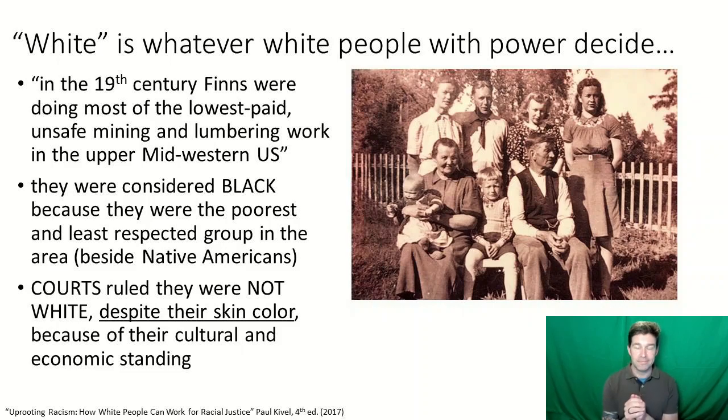Legally, they were black. Now we're going to learn as we talk about heritage more, I'm Finnish, right? And so my mom actually was born in Finland, so I'm technically first generation, because she's an immigrant. But in the mid 19th century, Finns were considered black people by the law. The only group that was lower than them were Native Americans, right? So the courts legally said, hey, you're not white despite your phenotype, despite your skin color, because of your cultural and economic standing. We need to not have the laws of whiteness apply to you because we need you to do this work that we don't want to do.